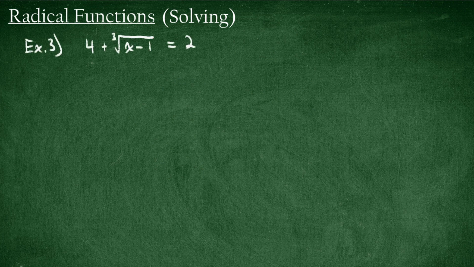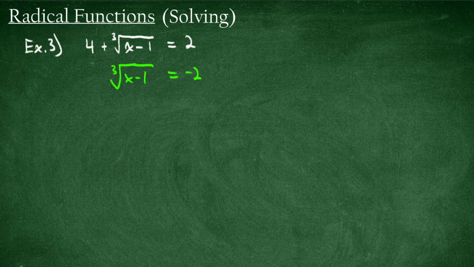All right, so let's go to the next problem. Here we have a cubed root. So the only thing that's really going to change here is we're going to end up taking this thing cubed once we isolate it. We have to isolate it first. So let's go ahead and do that. I'm going to subtract 4 from both sides to isolate this. So I have the cubed root of x minus 1 on the left is equal to 2 minus 4, which is negative 2.